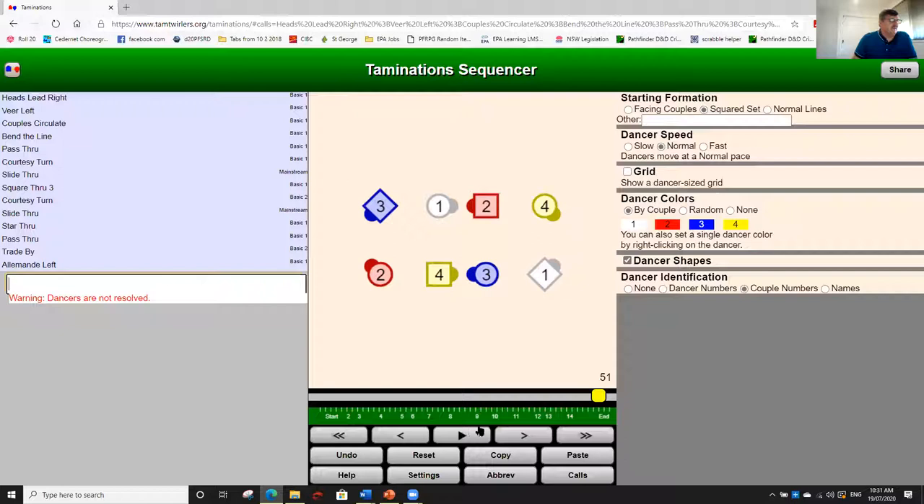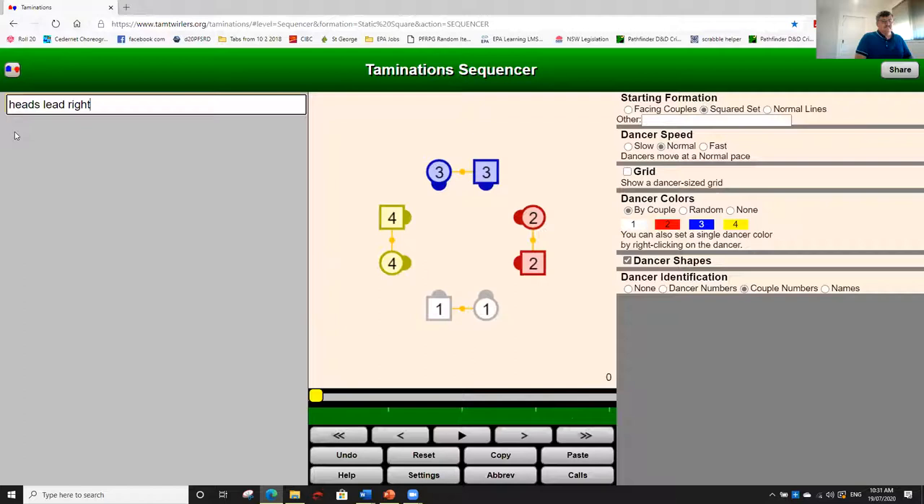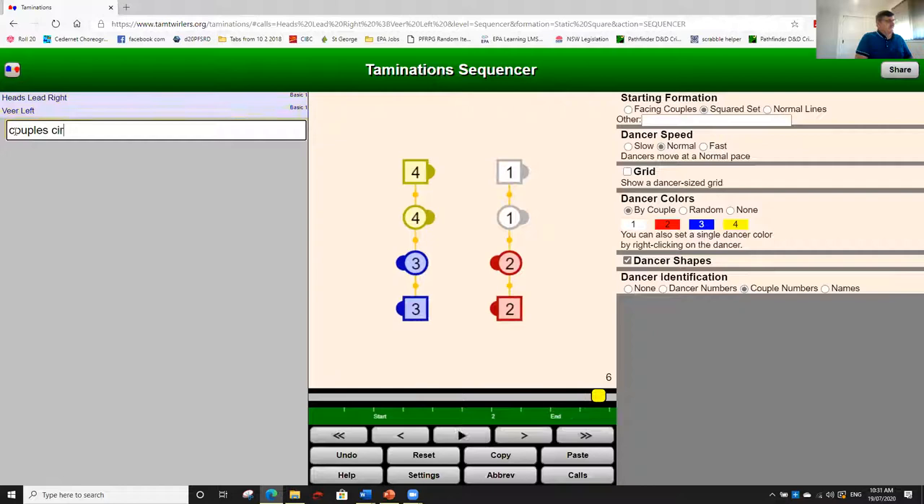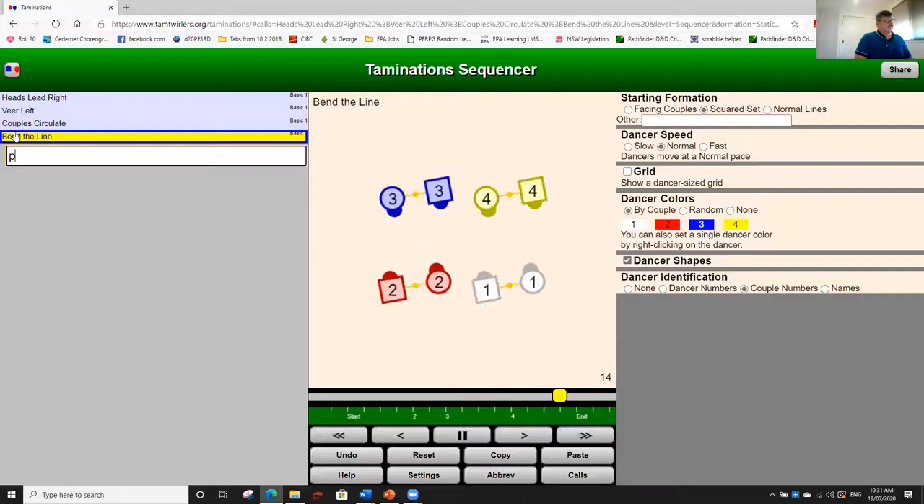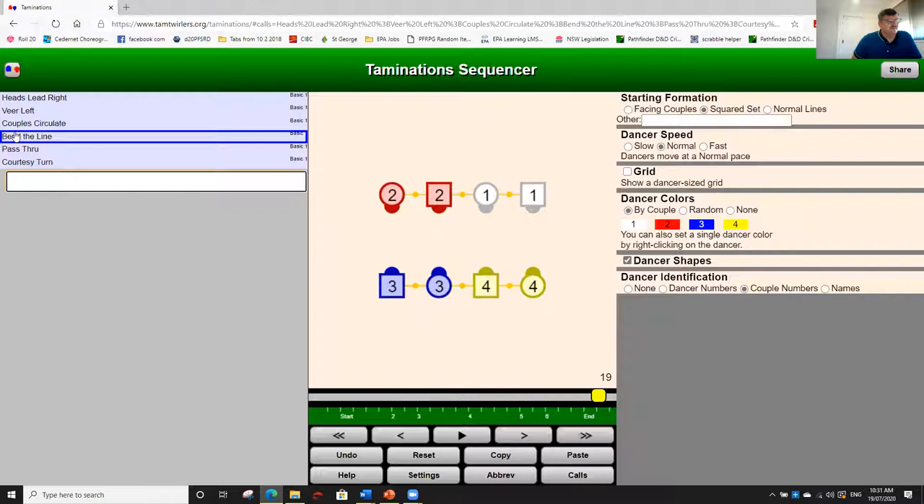I now have that. So now let's see where it takes us. So we've got heads lead right, veer left, we'll circulate, end the line. Pass through, courtesy turn. I'm in partner lines. This means I can insert a module. What kind of module do I want to insert here? Any kind, pick one. You've got a limited selection, so I can either convert to a corner box, or I can do a partner line to a partner line, or I can do a partner line to resolve.